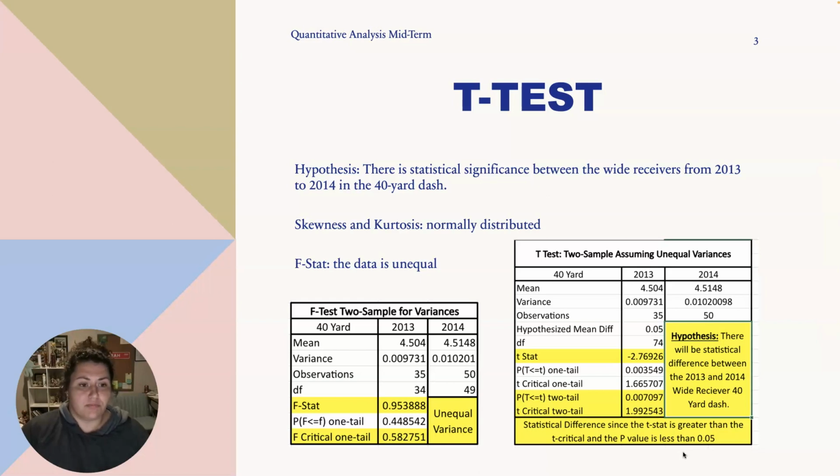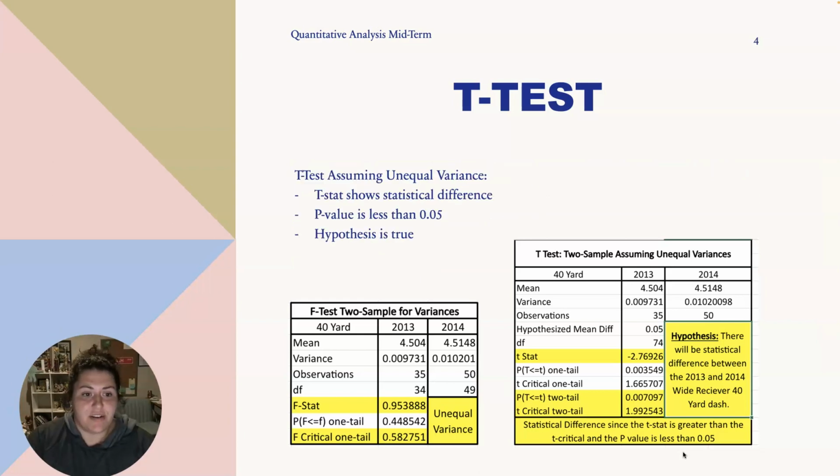There were no issues with our skewness and kurtosis because all the data was normally distributed. Then our f-stat showed us that there was unequal variance, because the f-stat was greater than the f-critical. Knowing that, I used the t-test assuming unequal variance, and it showed that there was a statistical difference because the p-value was less than 0.05, and not looking at the negative value part for the t-stat, it was greater than our f-critical as well. And once again, as you can see here, the t-stat shows there's a significant difference because the p-value was less than 0.05, and it does support the hypothesis that there is a difference between the two.